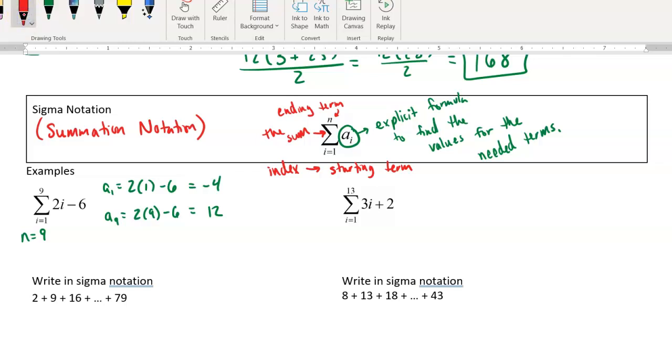So to find the sum of that series, we're going to use the formula that we were using up above. Negative 4 plus 12 is 8, and 9 times 8 is 72, divided by 2 is 36.